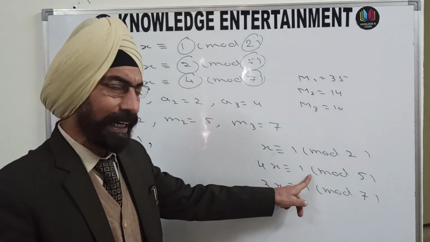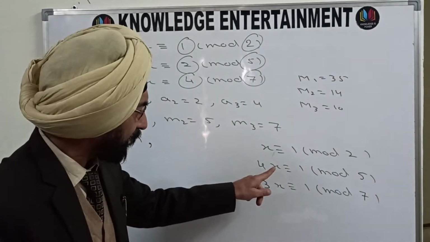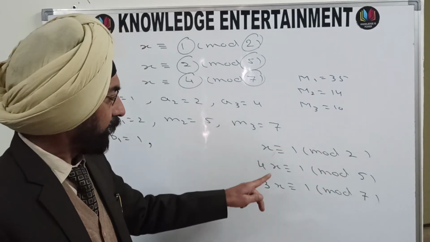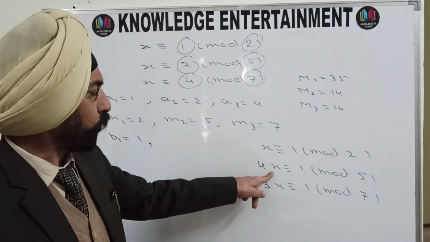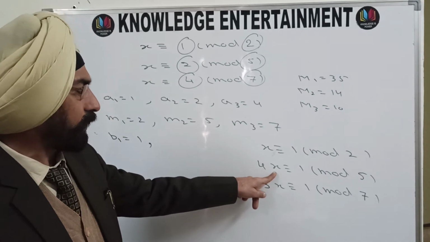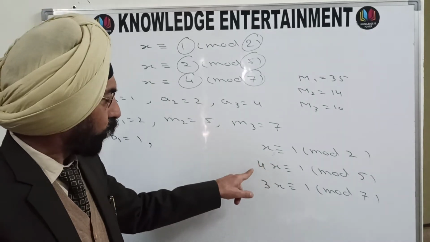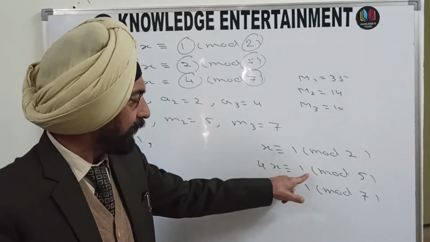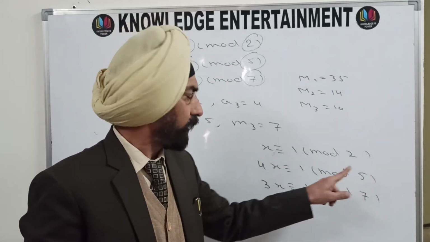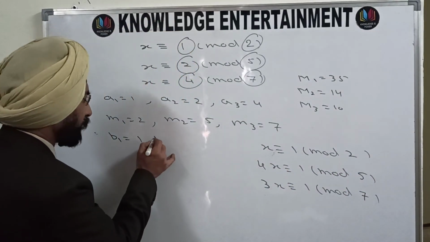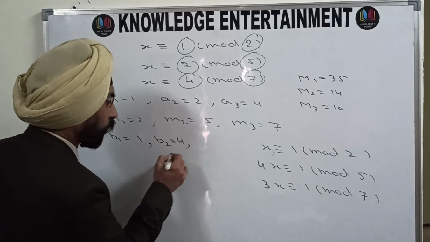The solution of the second will be b2. Which number x satisfies this equation? If you take 1, it will not be satisfied. 2 will not be satisfied. 3, no solution. 4 is a solution because 4 into 4 is 16, and 16 minus 1, 15, is divisible by 5. So the solution is 4. That means your b2 is 4.